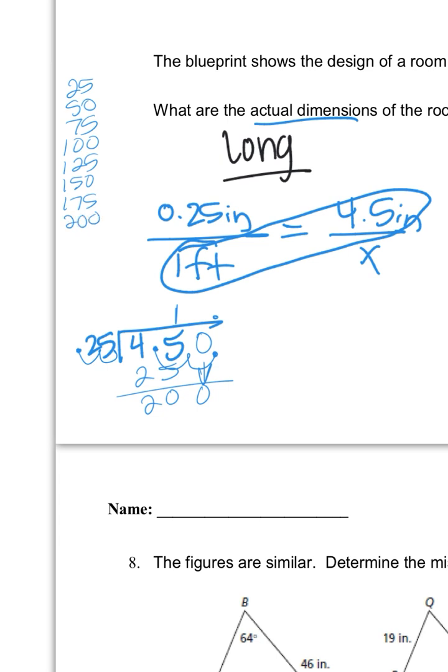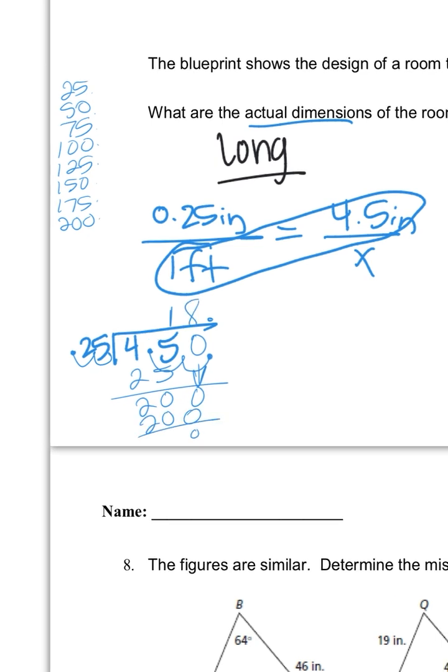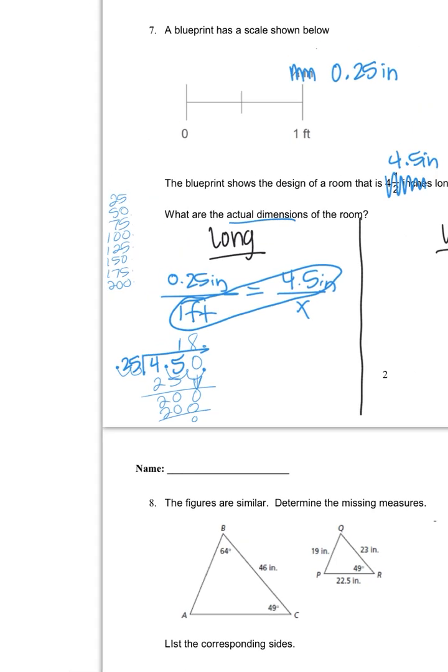So 25 can go into 200 1, 2, 3, 4, 5, 6, 7, 8 times. It can go in there 8 full times with nothing left over, meaning that the length of your room is going to be 200 feet. Not 200 feet. Ooh, I'm sorry. 18 feet. I don't know why I was thinking 200.